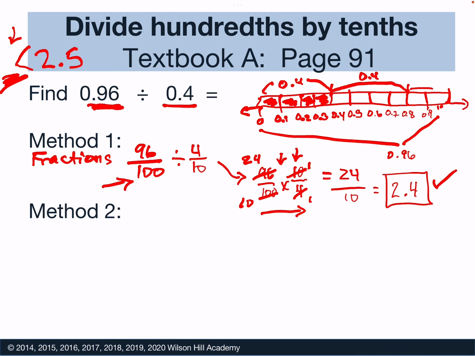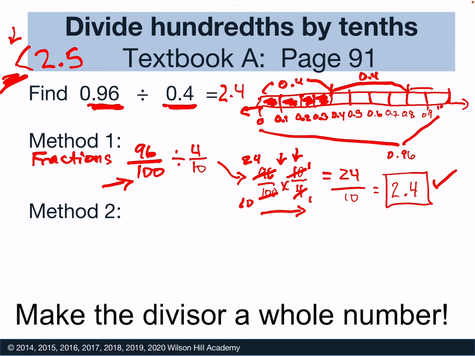There are 2 4/10 groups of 4/10 in 96/100ths. Okay, so that's a reasonable answer. I like that one. But there's a different way to do it, and that's to make the divisor a whole number. All right. And so how we're going to do that is we're going to rewrite our problem. This is 96 divided by 4/10.